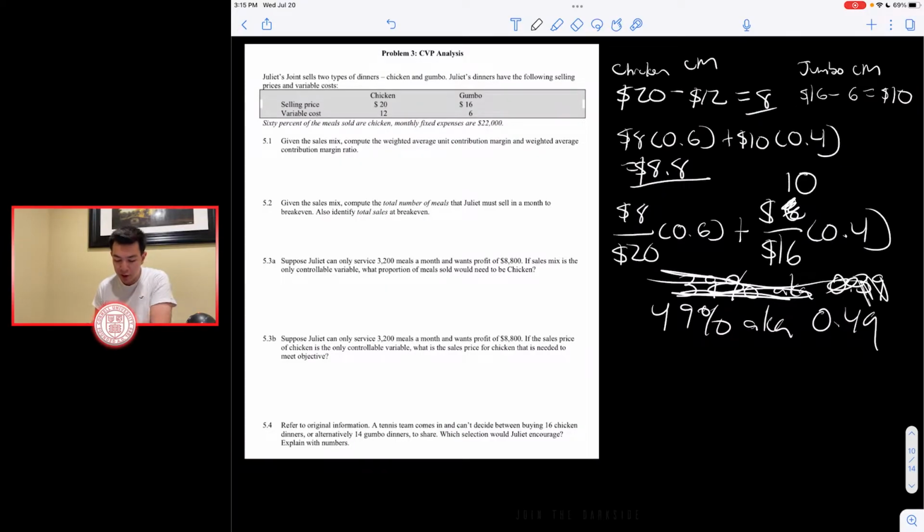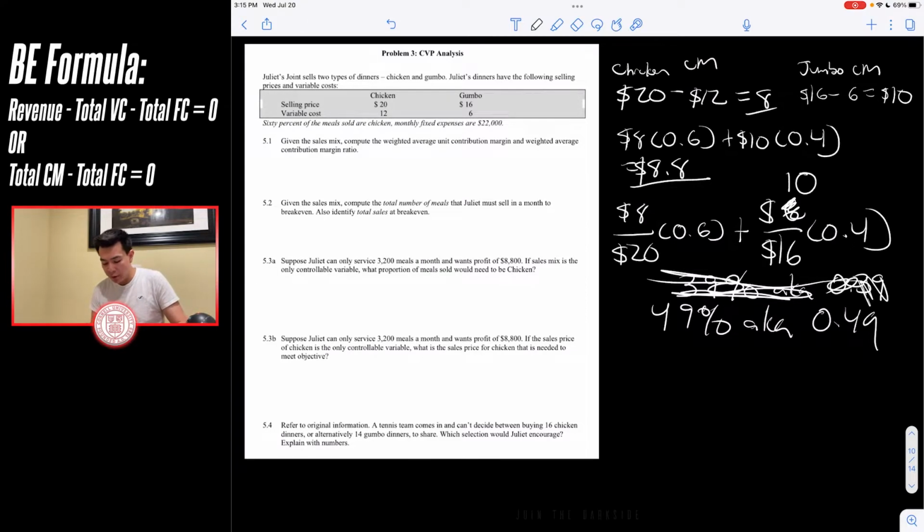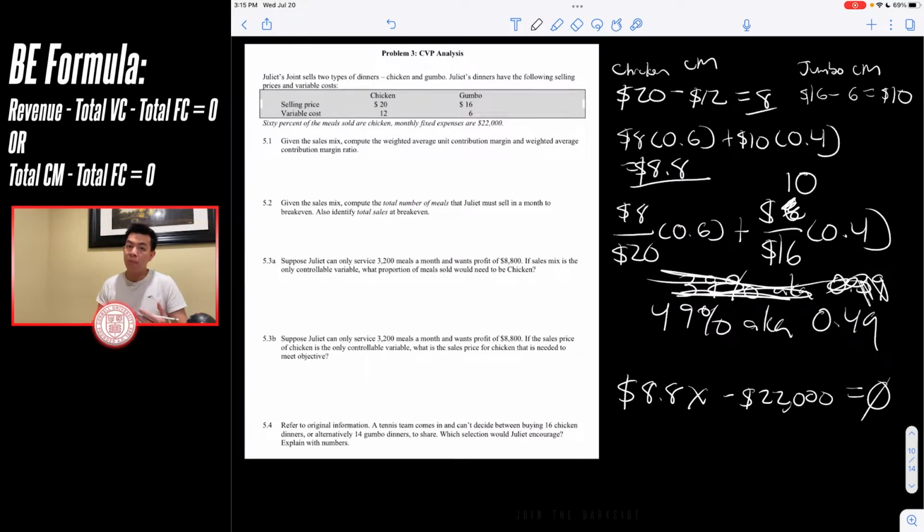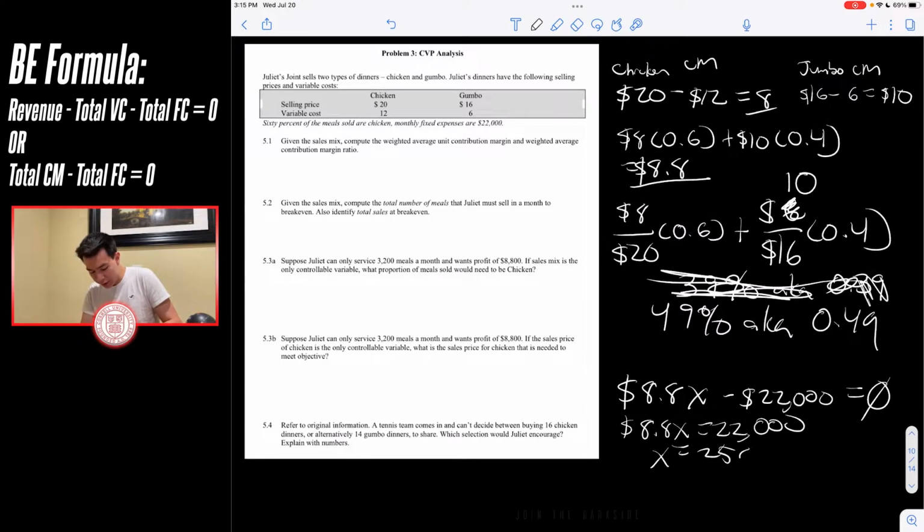So right here, what I want to do is take that average contribution margin, so it's 8.8, times X, and X is what we're trying to solve, which is the total amount of meals, minus 22,000, which is our fixed cost, and make it equal 0, right? Because 0 is break even. We're not making or losing money here. So 8.8x equals 22,000. If we divide 22,000 by 8.8, we get 2,500. So that basically means we have to sell 2,500 units to break even.